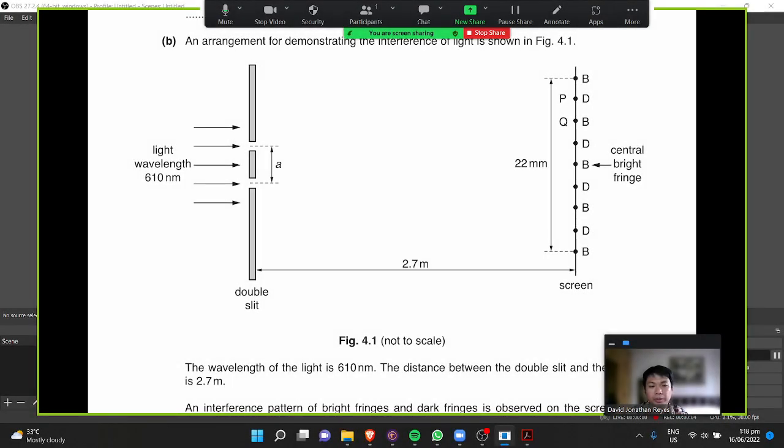Alright, we have here a problem that deals again with the double slit experiment. Here are the following givens. The wavelength of the light is around 610 nanometers. The distance from the slit to the screen is 2.7 meters, and the distance between a bunch of bright fringes is around 22 millimeters.